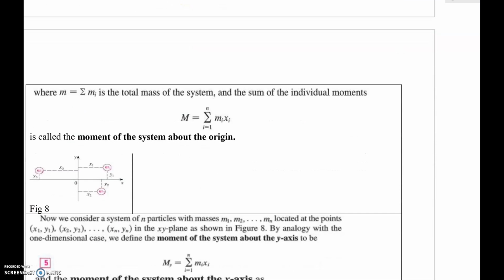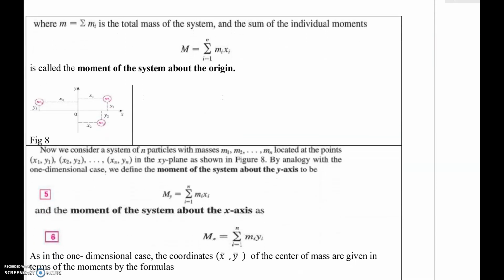Now, if we extend this idea to two-dimensional particle masses, with points (x1, y1), (x2, y2), and so on in the xy plane, the moment of the system about the y-axis, which we call M equals sigma mi xi, is called the moment of the system about the origin. That's what we used in the earlier discussion.